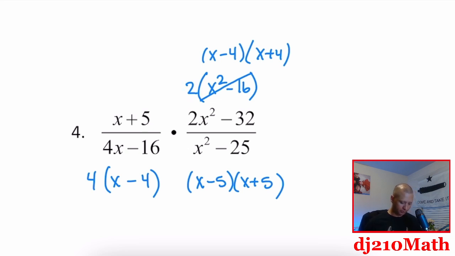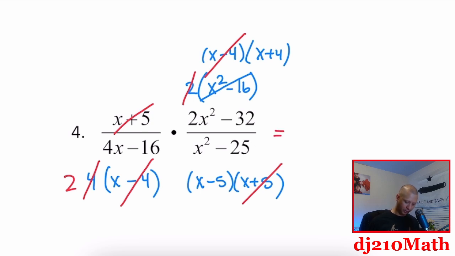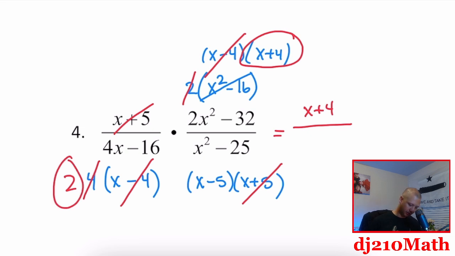Okay, so let's start looking. What can cancel? Start slashing at things. x minus 4, x minus 4, x plus 5, x plus 5. The 2 and the 4 leaves behind another 2. Okay, that's it. So this is equal to what's left in the numerator. There's all these slashes everywhere. What the heck's going on? It's this guy right here. That's the only thing left in the top: x plus 4. And the denominator, what's left? This 2 and this piece right here. So 2 times x minus 5.